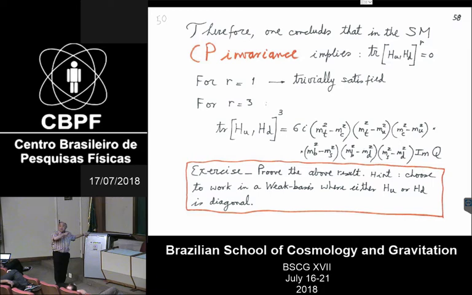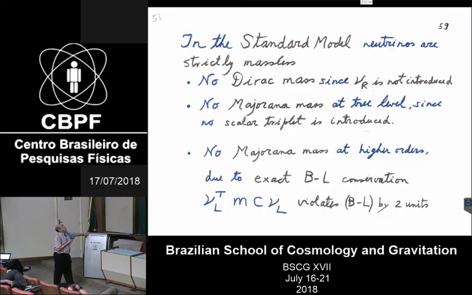Here, it's necessary and sufficient for CP invariance. In other words, if this is different from 0, for sure you get CP violation. If it is equal to 0, for sure you get CP invariance. So it's necessary and sufficient for CP invariance that this equals 0. If it's different from 0, you violate CP. And this is a nice result.